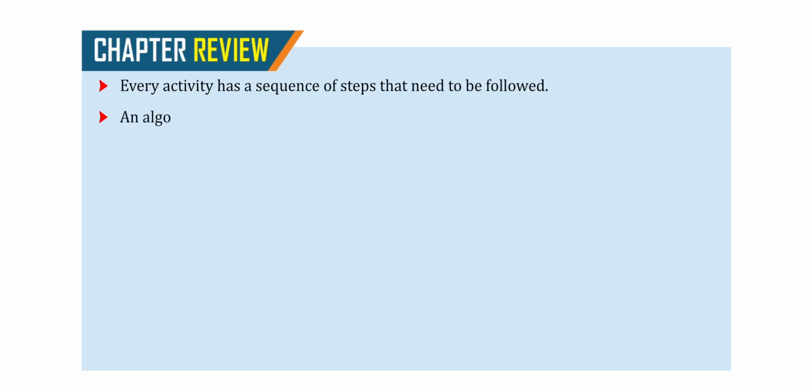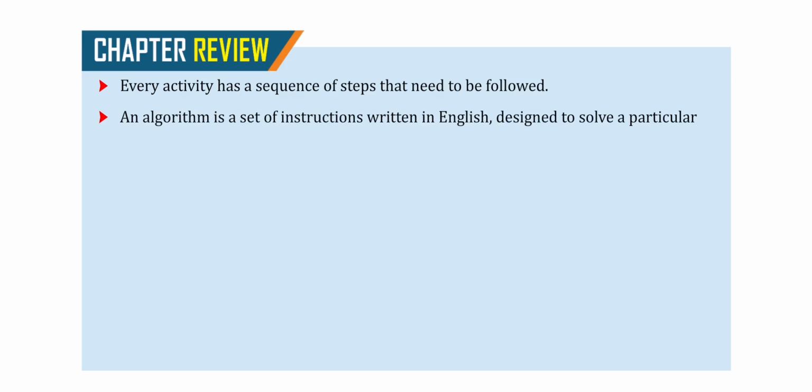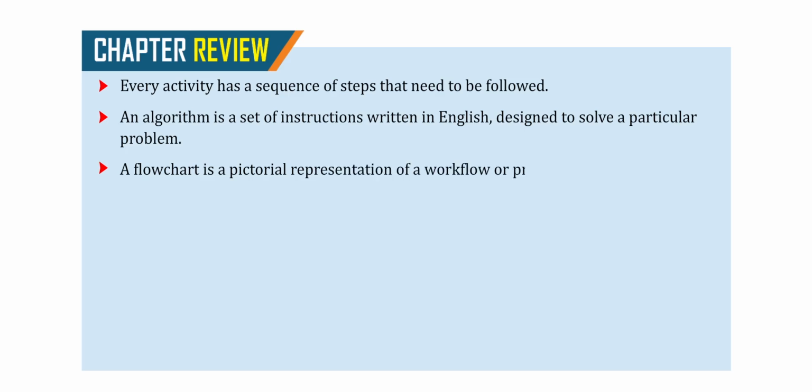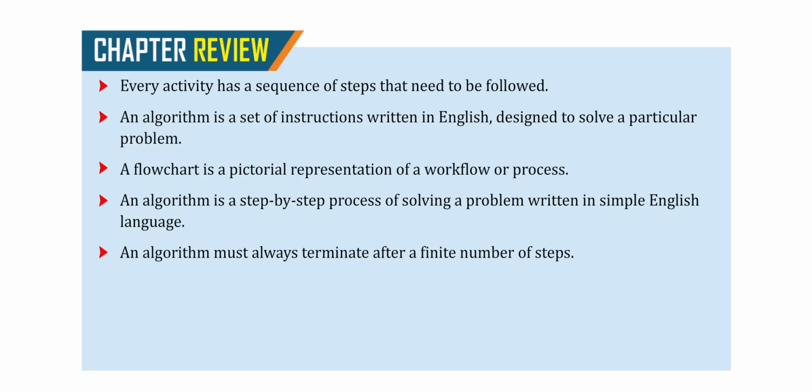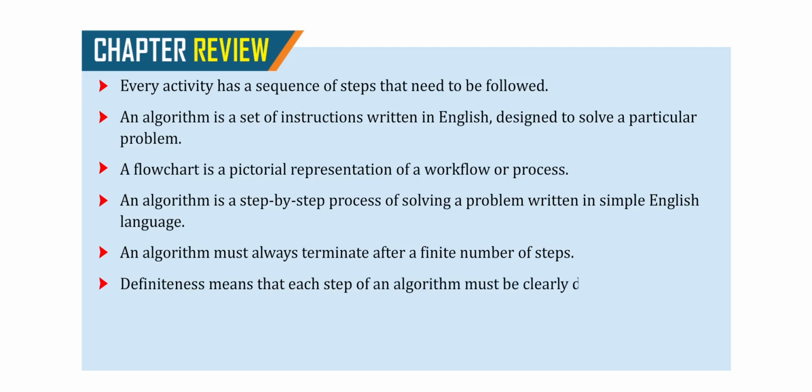Let us quickly have a look at the chapter review. Every activity has a sequence of steps that need to be followed. An algorithm is a set of instructions written in English, designed to solve a particular problem. A flowchart is a pictorial representation of a workflow or process. An algorithm is a step-by-step process of solving a problem written in simple English language. An algorithm must always terminate after a finite number of steps. Definiteness means that each step of an algorithm must be clearly defined.